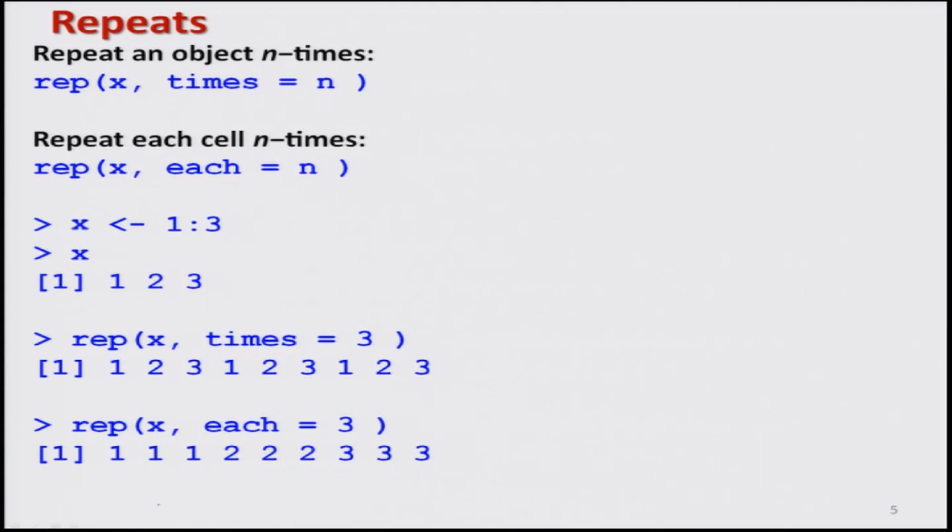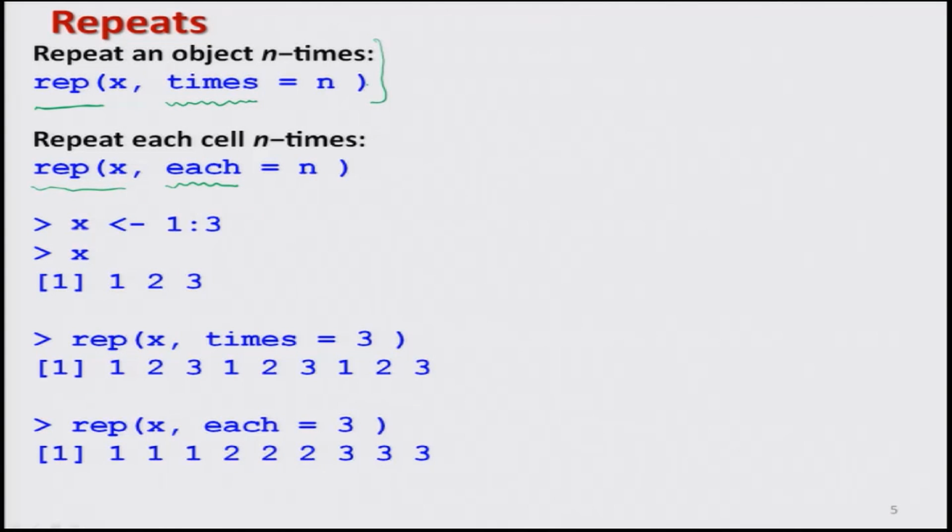Right. So, now there is another option. Inside this rep command, I am going to use 2 options. One is times and another is each, and the rest of the command remains the same, that is rep, inside the bracket it is x comma and then either times or each, and let us see what happens with these 2 commands.